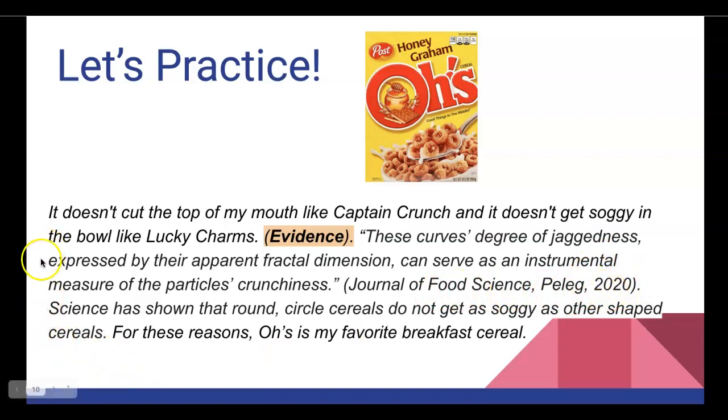Here's how she connects the evidence to her claim. Science has shown that round circle cereals do not get as soggy as other shaped cereals. For these reasons, O's is my favorite breakfast cereal.